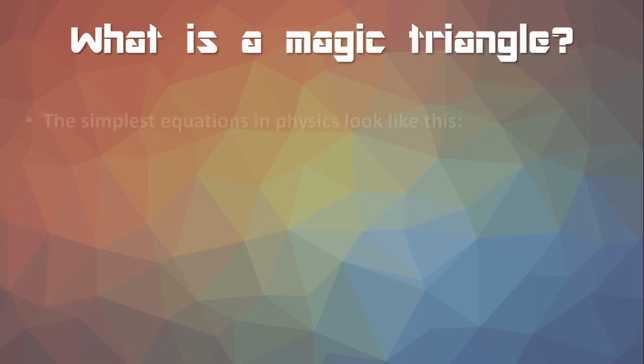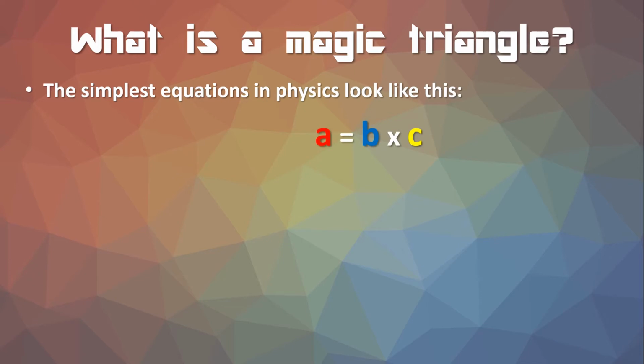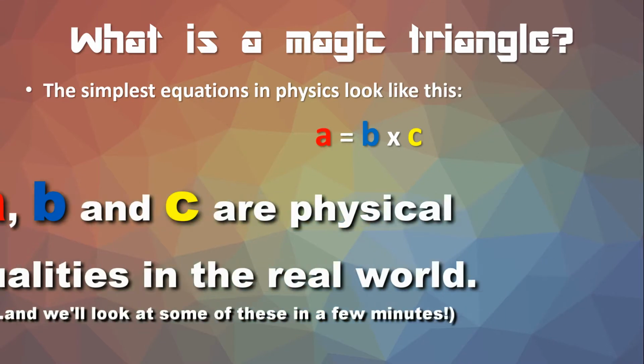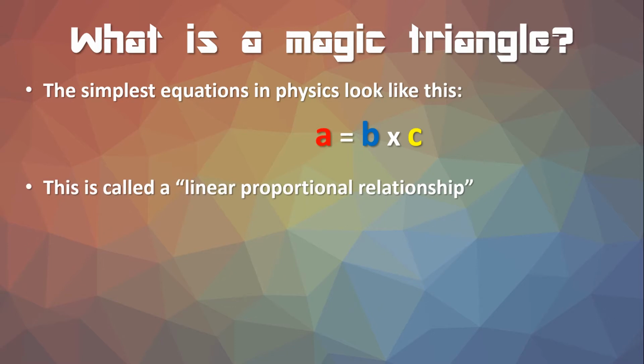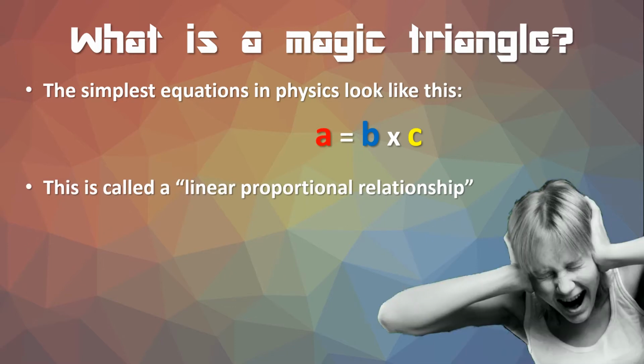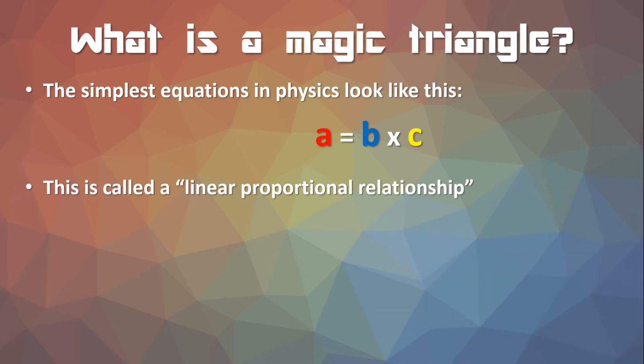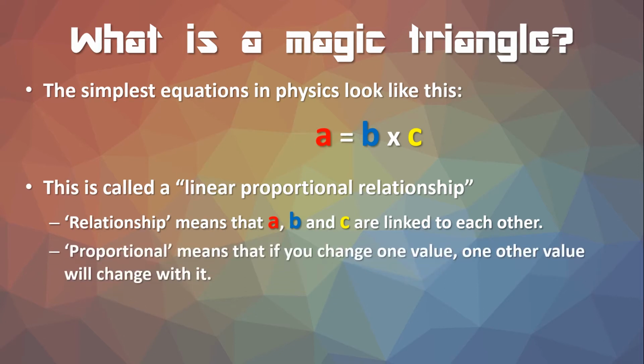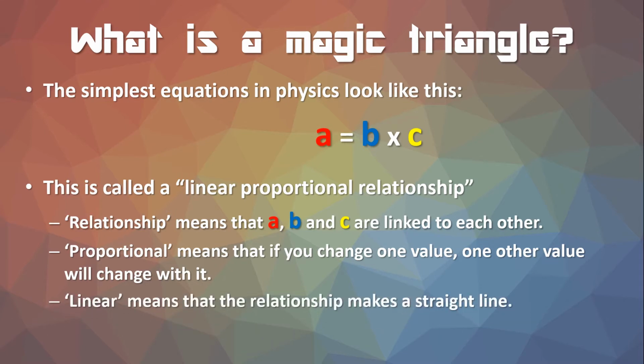Physics uses a lot of maths, and the simplest equations in physics look like this. A equals B multiplied by C. And A, B and C are physical quantities from the real world. This is called a linear proportional relationship in maths. Now, don't get scared off by the name, we'll go through it backwards. A relationship means that A, B and C are linked to each other, they are connected. Proportional means that when you change one value, one other value has to change with it. And linear means that when we change two values like this, they make a straight line.